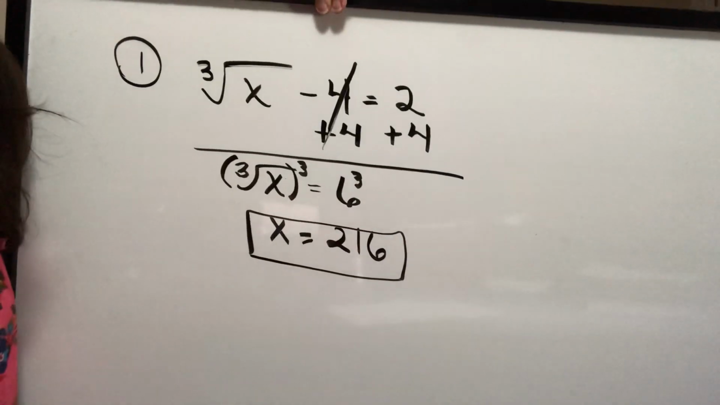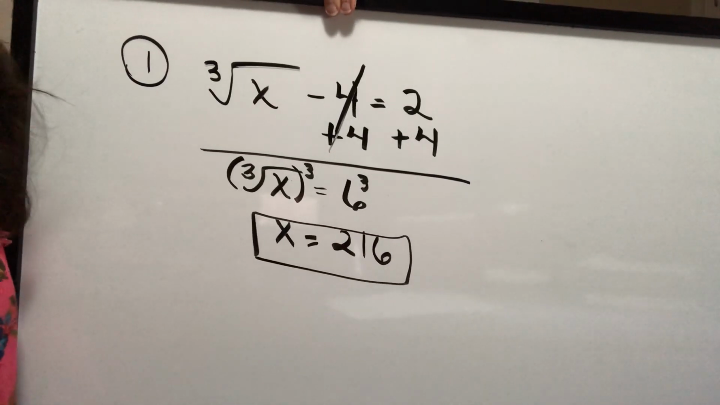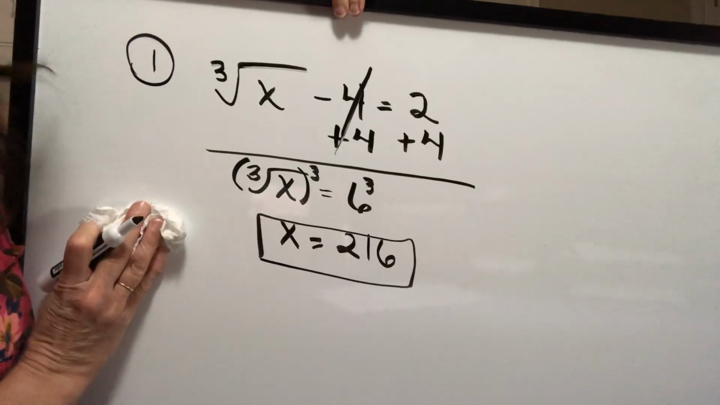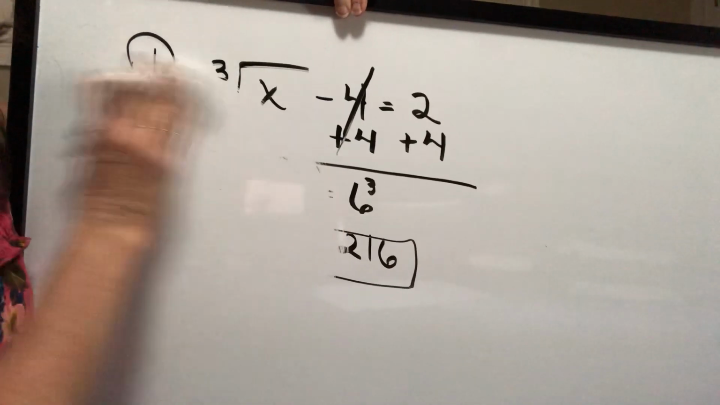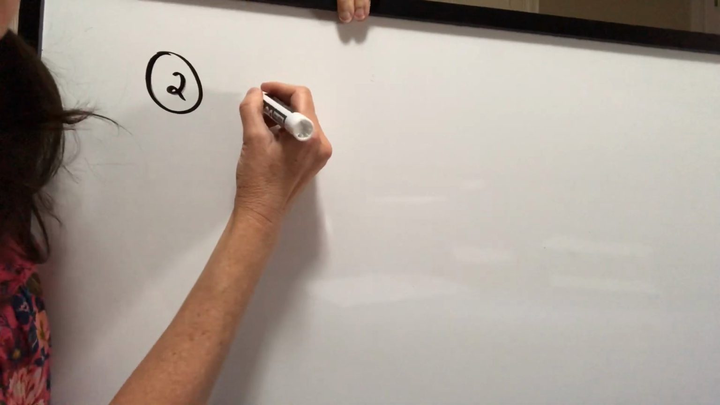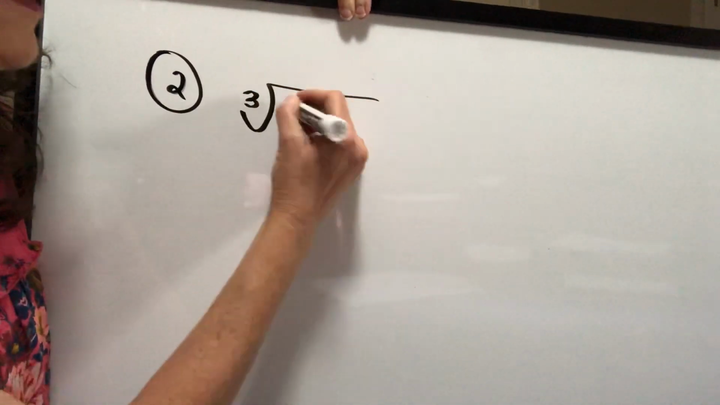And we're done with that one. Now what's going to happen is when we plug these numbers in for some of these other problems, it won't give us the right answer. And you'll see in a few minutes some examples of that. So for now, number 1 is fine. The answer 216 worked.